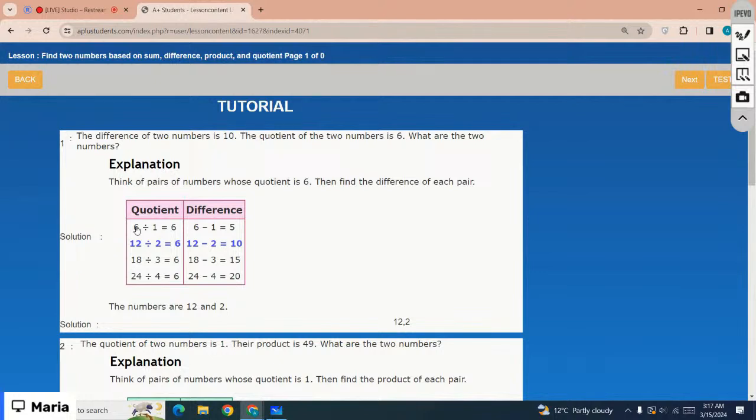The correct option is 12 and 2, right? Because when you divide 12 by 2, the quotient is 6. Quotient means when you divide, the answer is 6, right? And when you subtract them, the answer is 10. Got it? Let's just start with the test question.